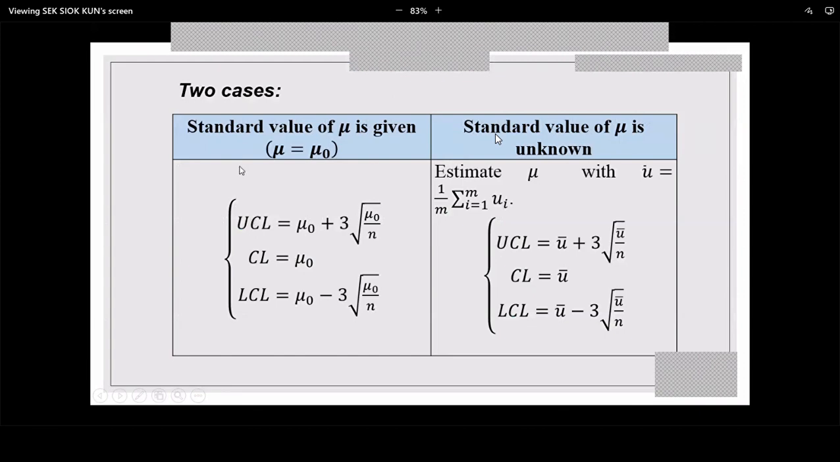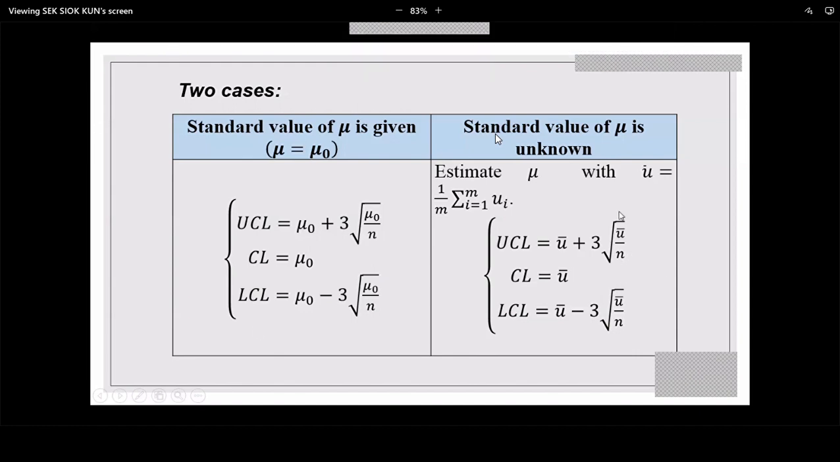So these are the formula where mu naught is given and unknown. Okay, so different compared to the C chart. Here we need to divide by n, because it is per unit. Okay, so how to find the U bar? U bar is obtained using this formula, the sum of Ui divided by n.